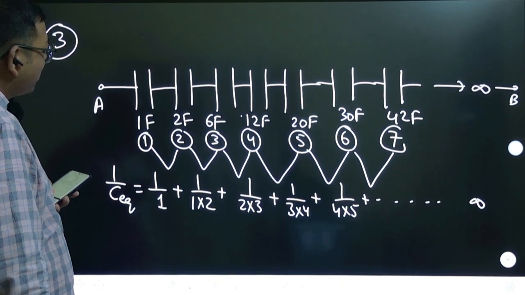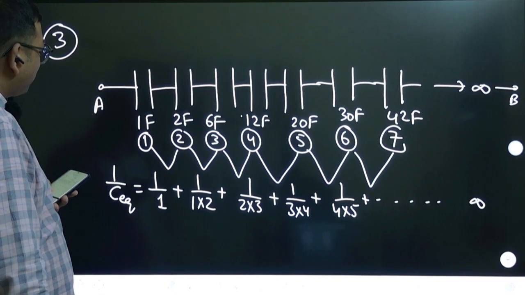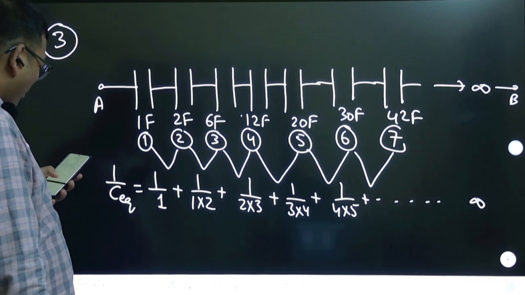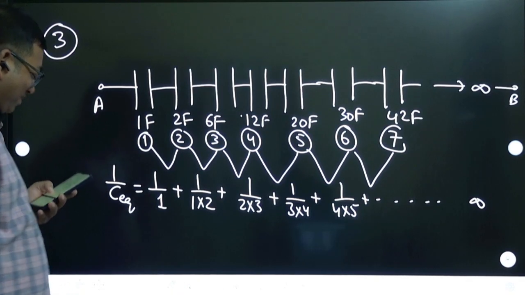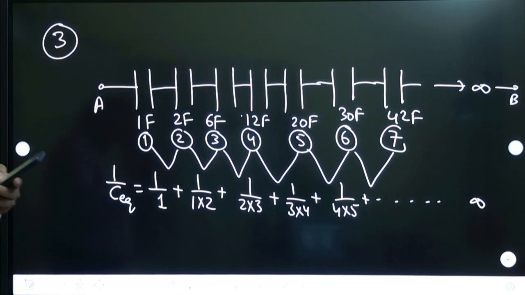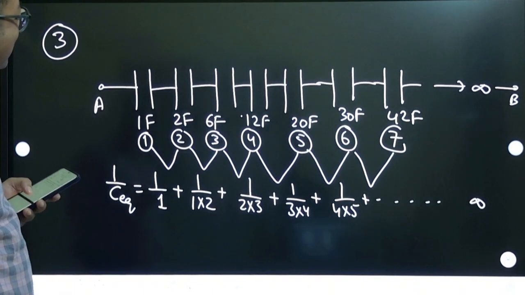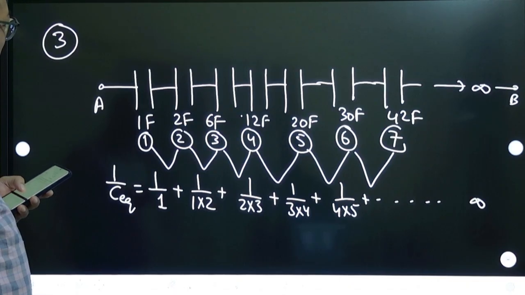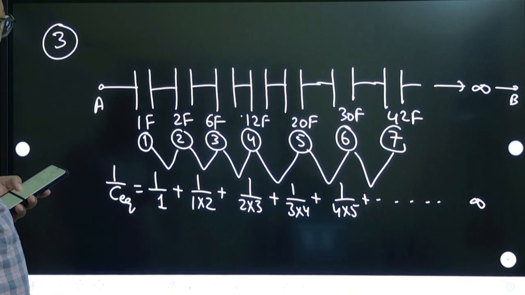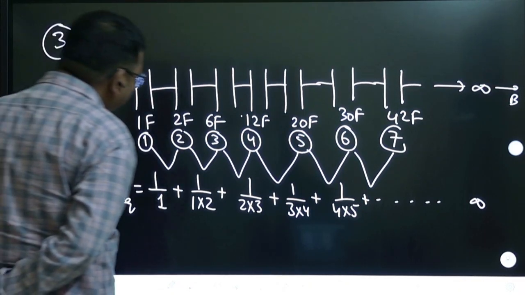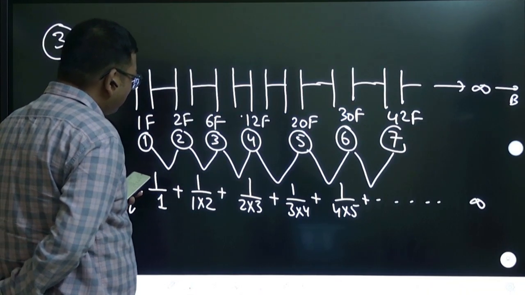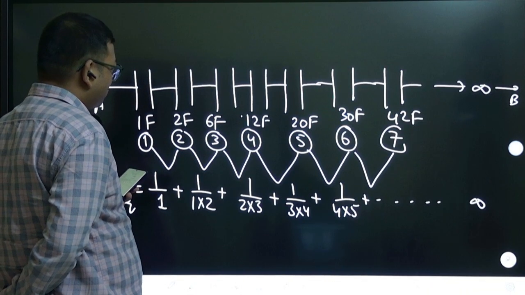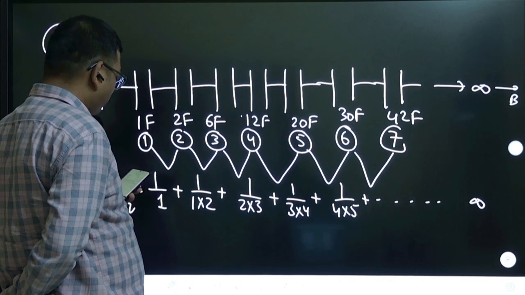Can we bring it in some way to solve? How do you solve this? What is the sum of this? Maths students only should be able to tell that. Is there any pattern forming here?